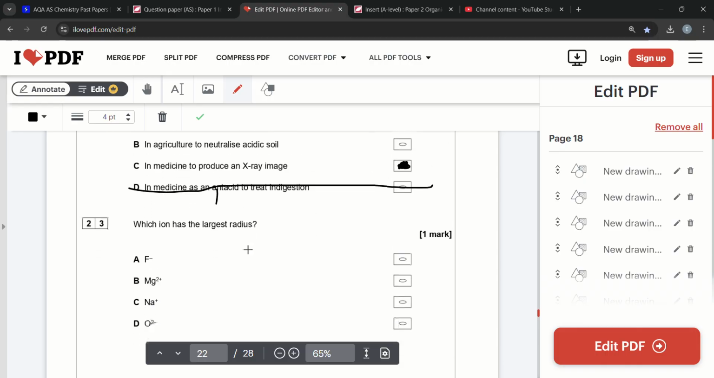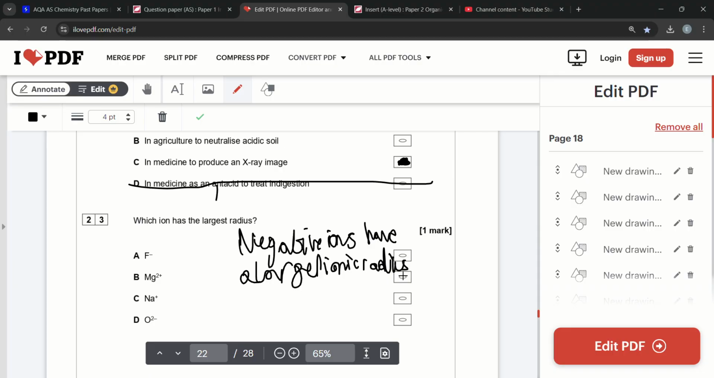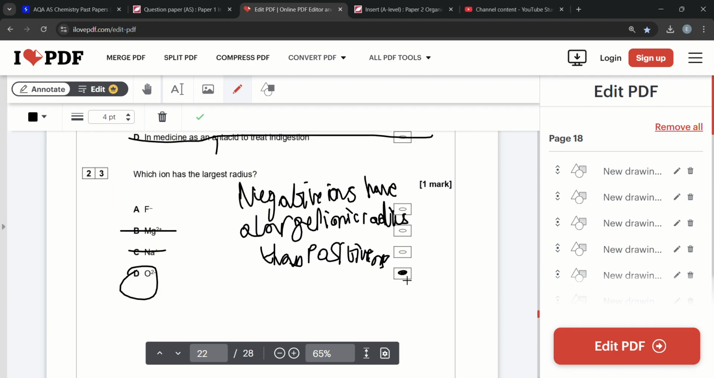Which ion has the largest radius? Remember, negative ions have larger ionic radius than positive ions. So positive ions have a small ionic radius, so we can already eliminate positive ions Mg2+ and Na+. Mg2+ has an even smaller ionic radius compared to Na+. So the answer is going to be D, O2-, because it's more negatively charged compared to F-, so it's going to have a larger ionic radius.